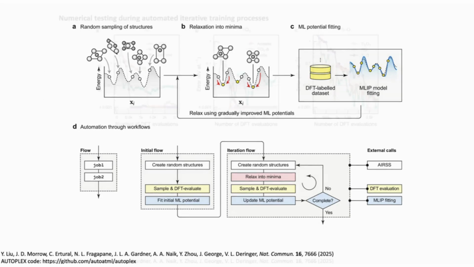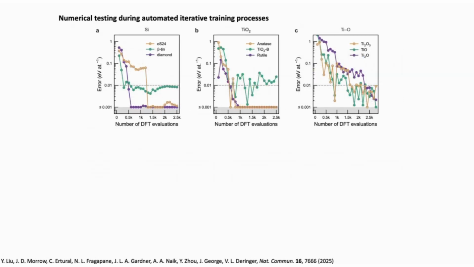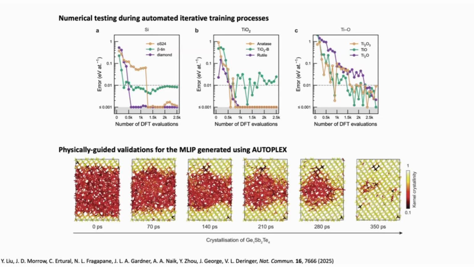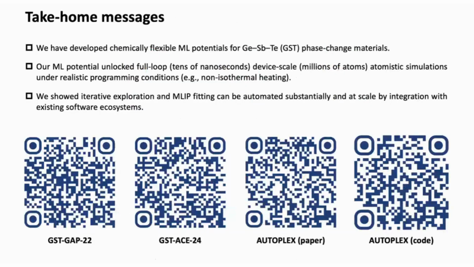We show here that the automated iterative training process can quickly decrease the numerical error during training for chemically and structurally complex inorganic systems. More importantly, the automatically generated potential for GST using autoplex can almost reproduce the same crystallization as I just showed in the previous slide. And please note that this autoplex-generated potential only took 3 days to build. We'll have to stop here, and there's a take-home message for you, as well as links to the papers and codes.